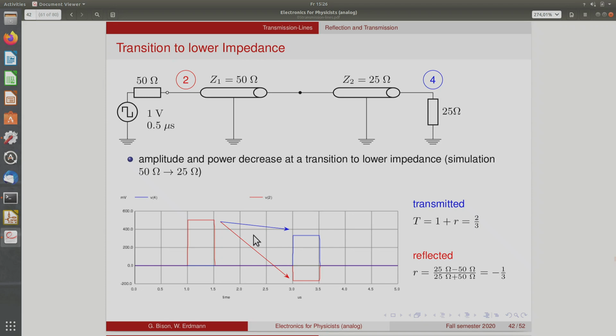Okay, you can also have a transition to a lower impedance. So if you come in with a 50 ohm cable from the left and continue into a 25 ohm cable, then you will see that the reflected signal actually has a negative amplitude, and this time the transmitted signal has a smaller amplitude. Okay, still the conservation of energy will hold.